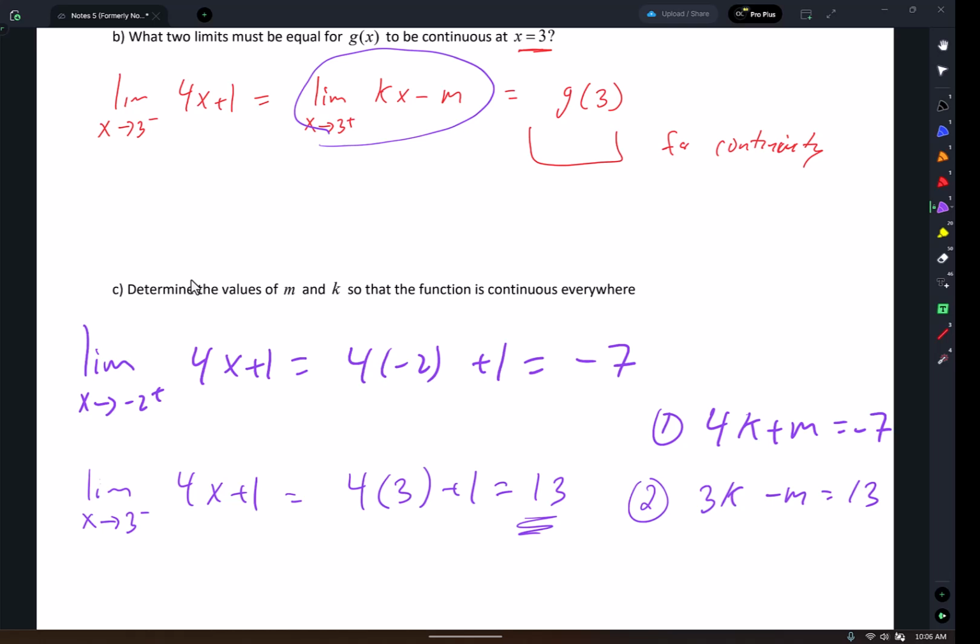Now you're just doing algebra. You're done with calculus. You're just doing algebra. I have these two equations. It looks like I can just add both of these and the m's will cancel out. Do you guys see that?